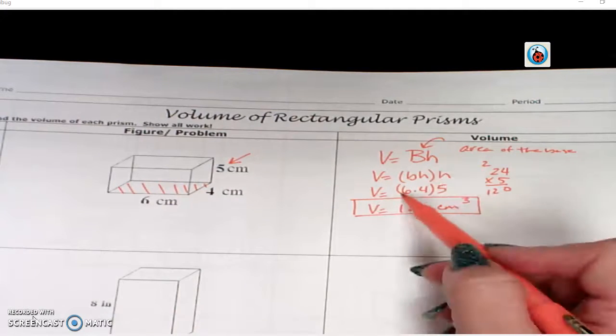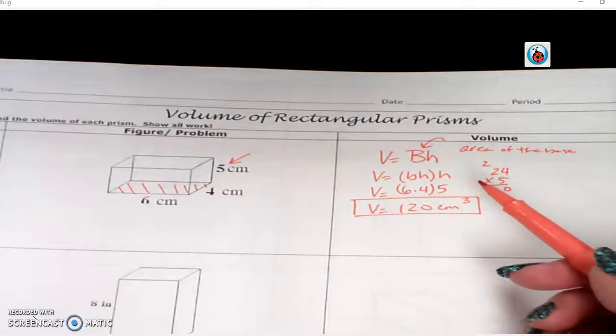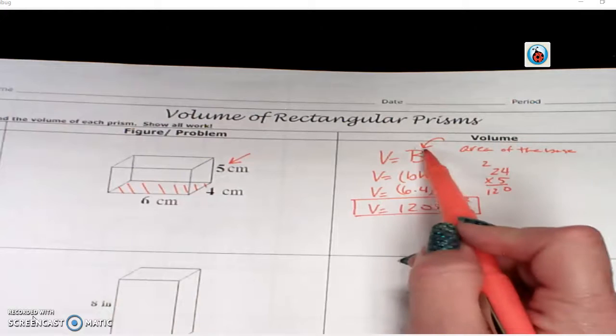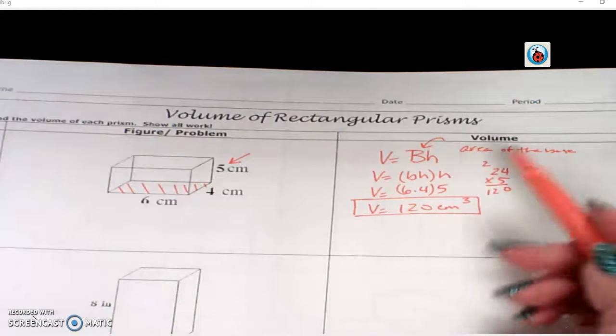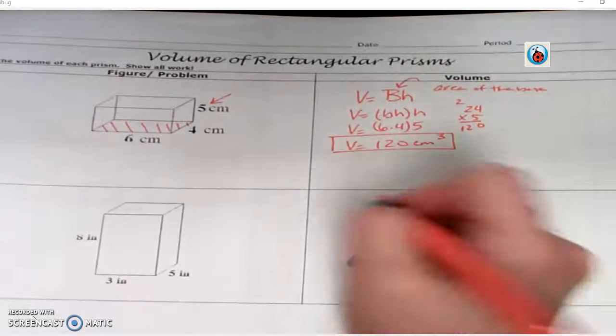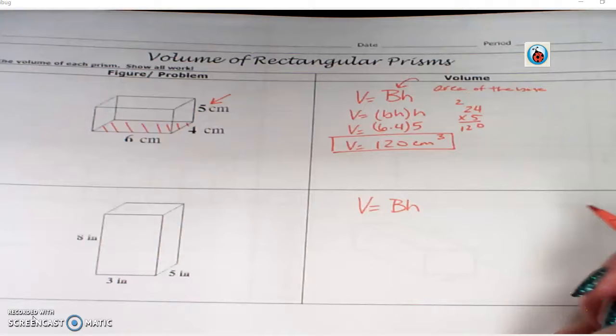Again, I know you think this is probably easier just going 6 times 4 times 5, but remember we're building up to more challenging, more complex formulas. And if you always use volume equals capital BH, it will work for all shapes. Let's try one more. So here we have volume equals capital BH because you have the same steps to follow.